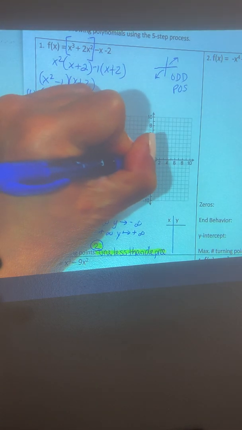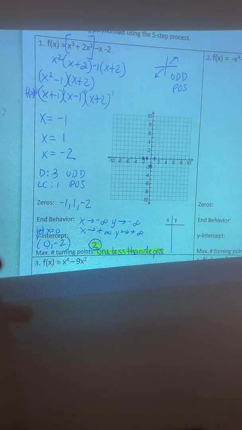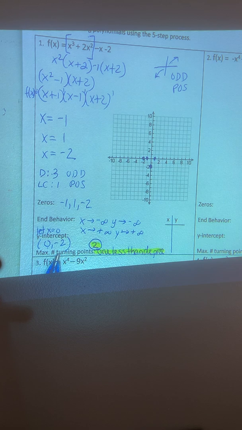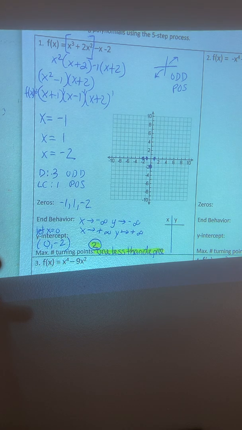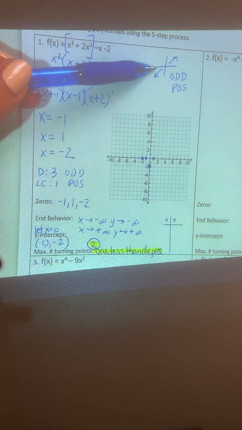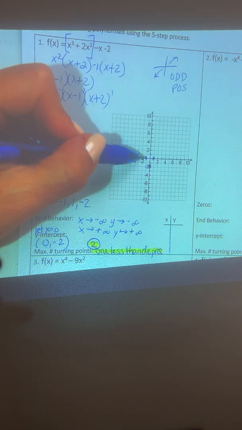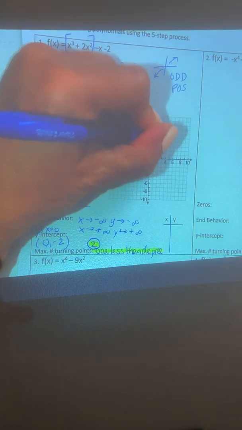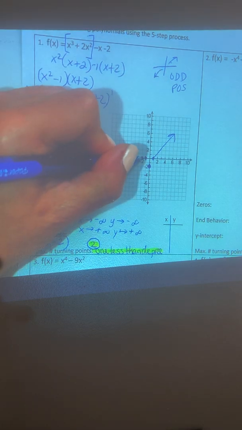Now, what I'm going to show you guys here, we don't really need the XY table. We're just going to make a sketch. See this, how it says the maximum number of turning points? That means how many times is it going to turn? Basically, it's going to turn 2 times. See this where it's odd positive? That means that this point is going to go this way, and this point's going to go this way.